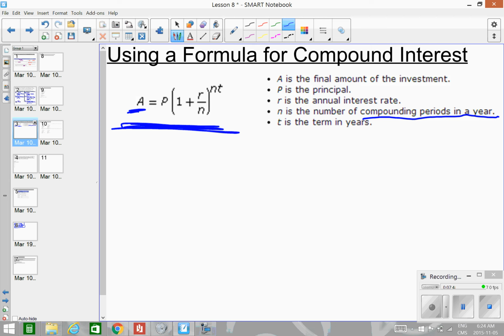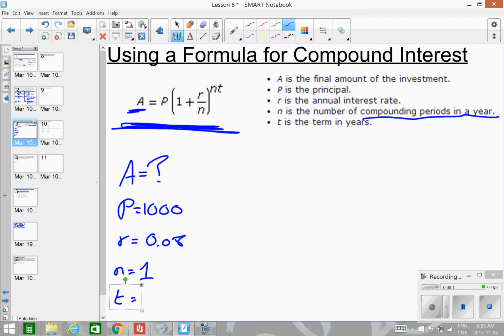So let's just figure out our previous question here. I don't know what A equals, that's what I'm looking for. Our principal was 1,000. Our interest rate was 8%. That has to be as a decimal. In our previous question, it was compounding yearly. That's when we were reinvesting it. So N is 1 for this question. And the number of years was 15.